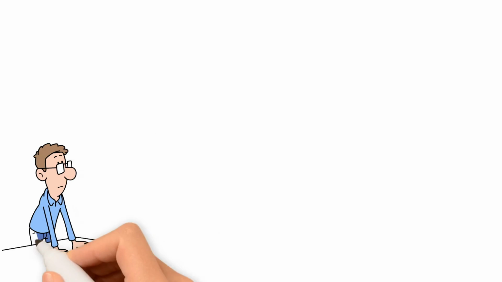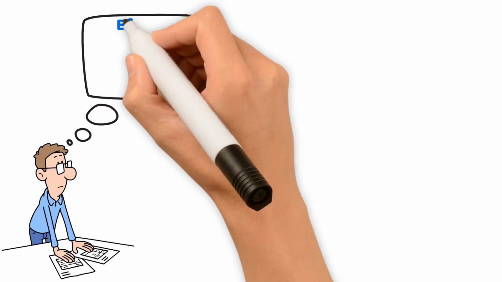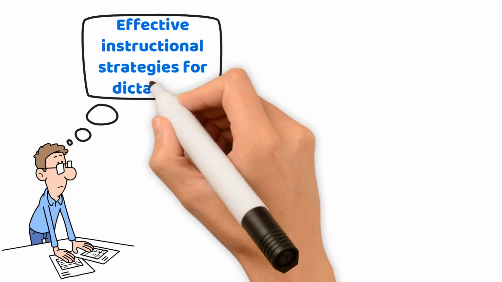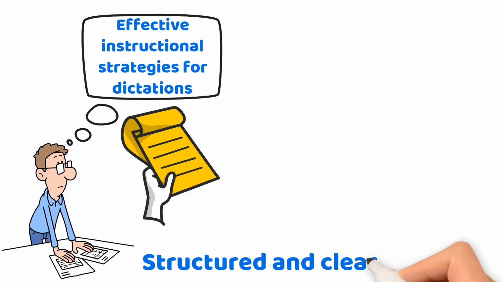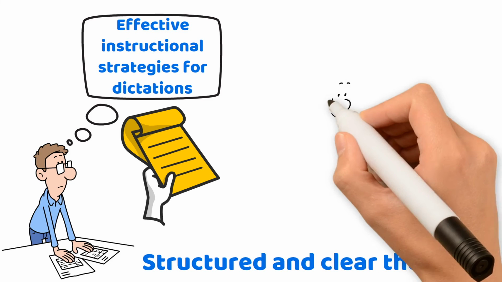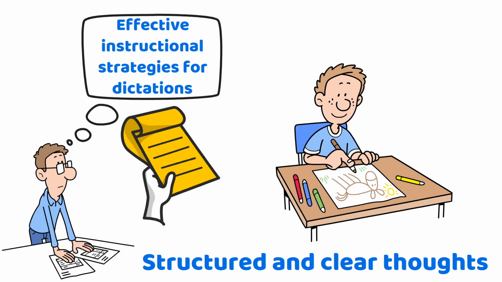When taking your exam, if you receive a question that asks about effective instructional strategies for dictations, find the answer option where the child demonstrates structured and clear thoughts during dictation sessions. This is the sign that children are ready to start writing on their own.